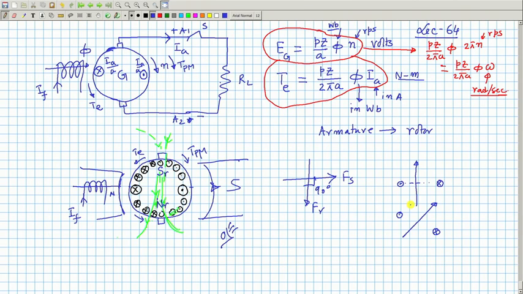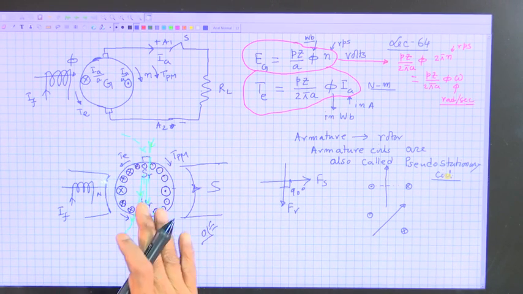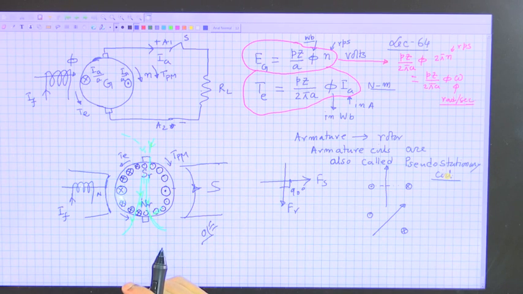That is why the armature winding, armature coils are also called pseudo stationary coil. What is the pseudo stationary coil? Coil is really moving, but so far as the magnetic field is concerned, it is as if stationary. And who is behind all these things? Why is this happening? It is the commutator segment and brush arrangement.